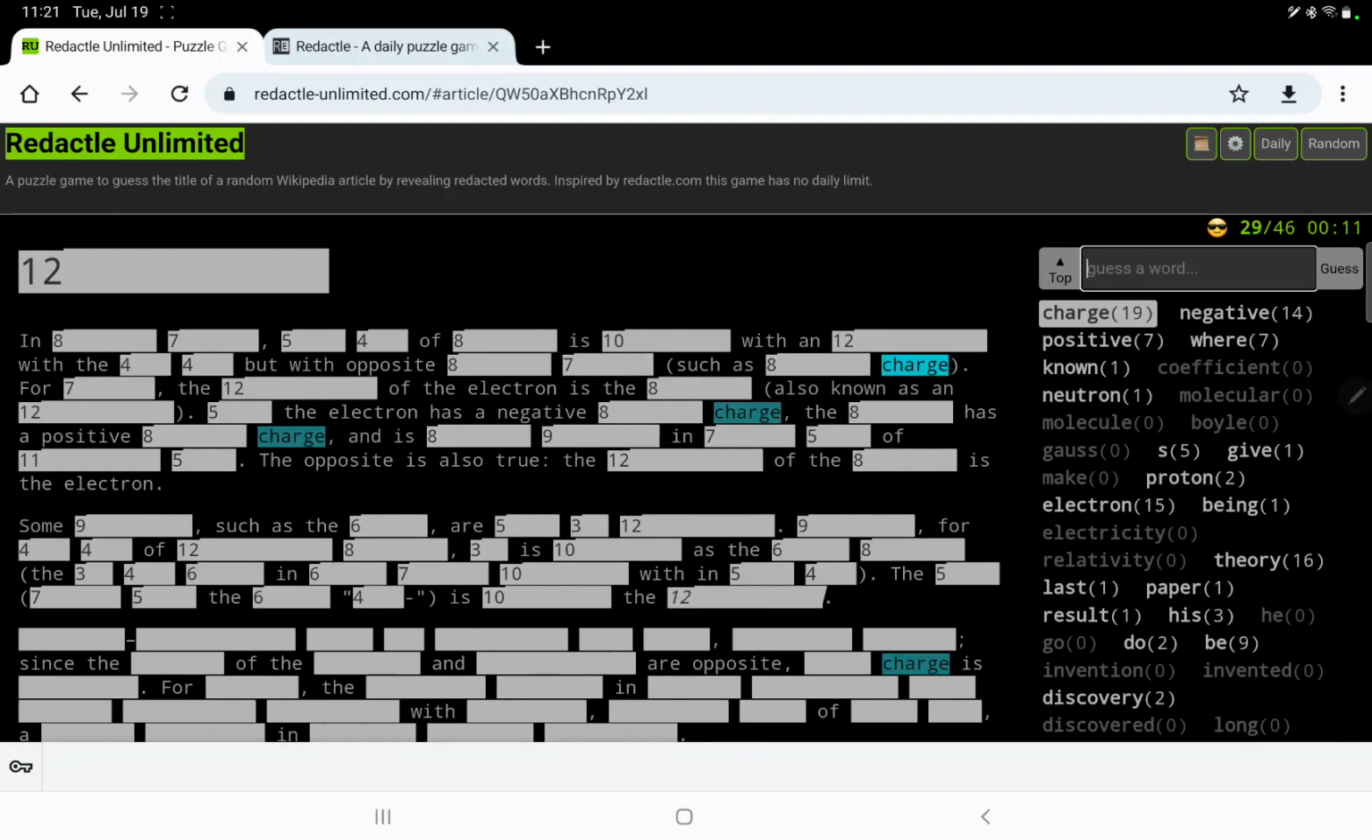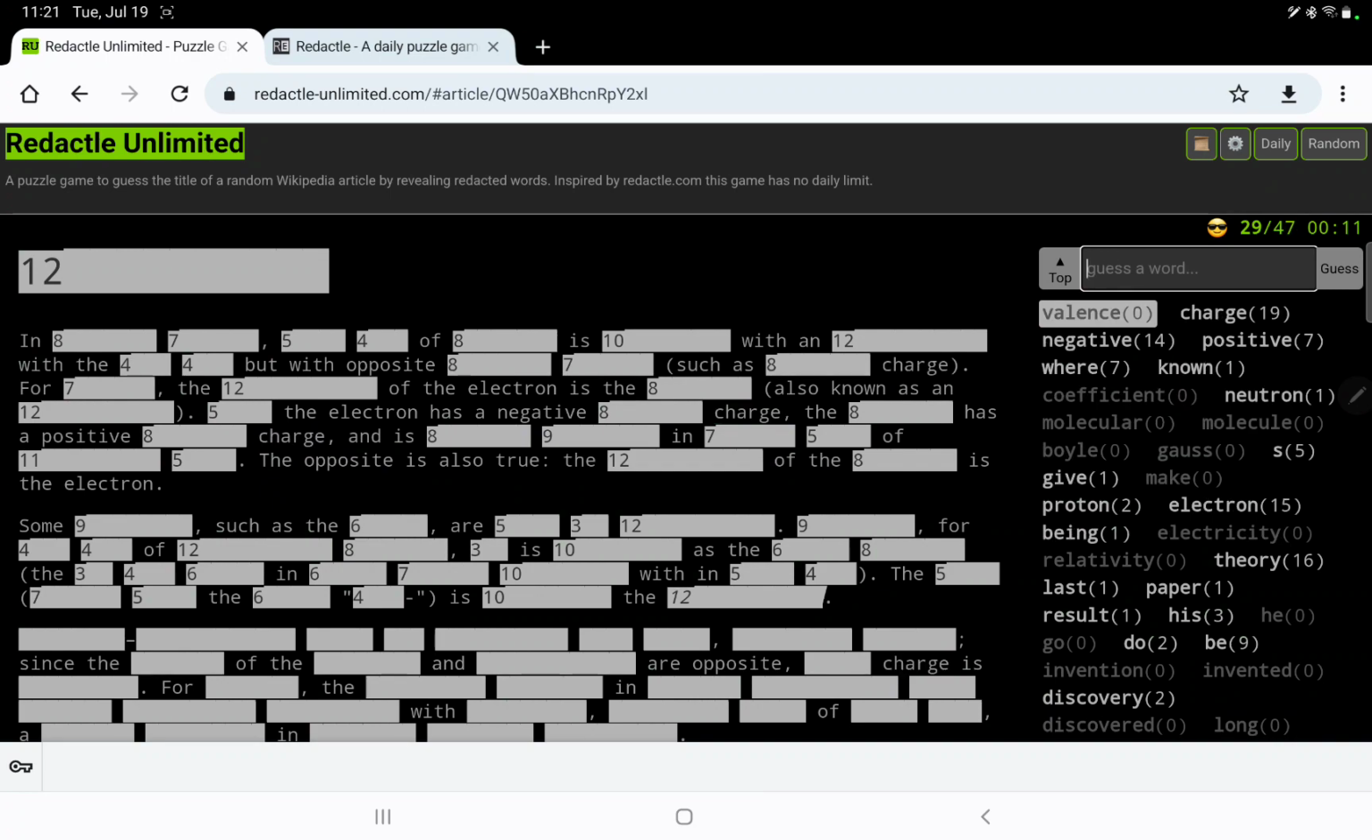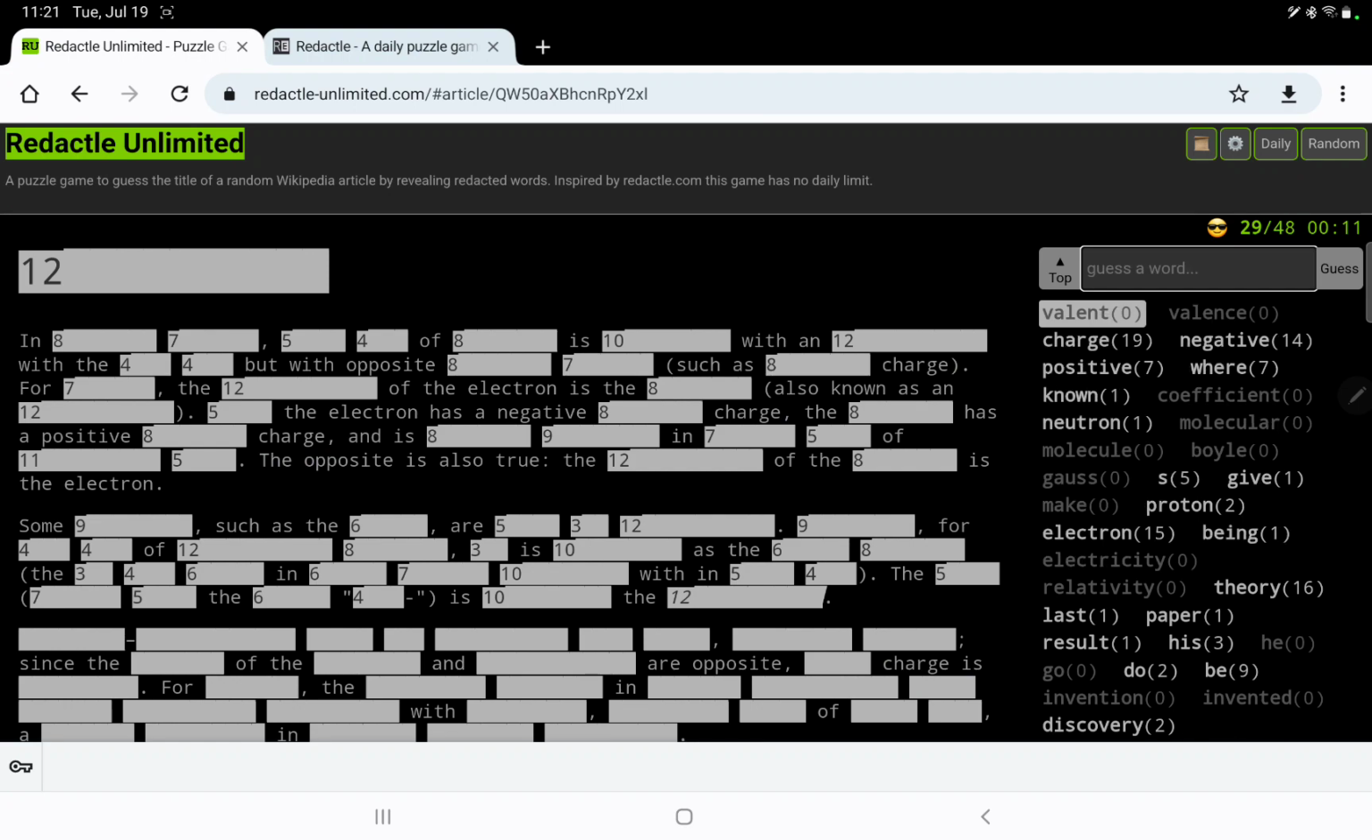Let's look up charge. Okay, has a negative something charge. Let me look up my favorite word, valence or valent. No. Okay, has a negative something charge.